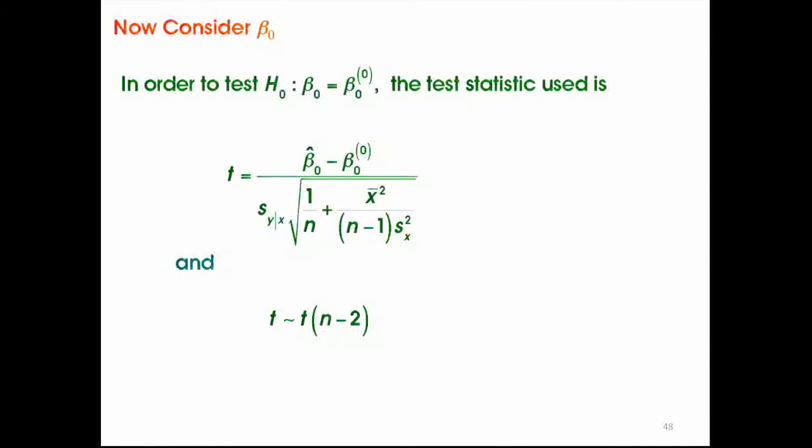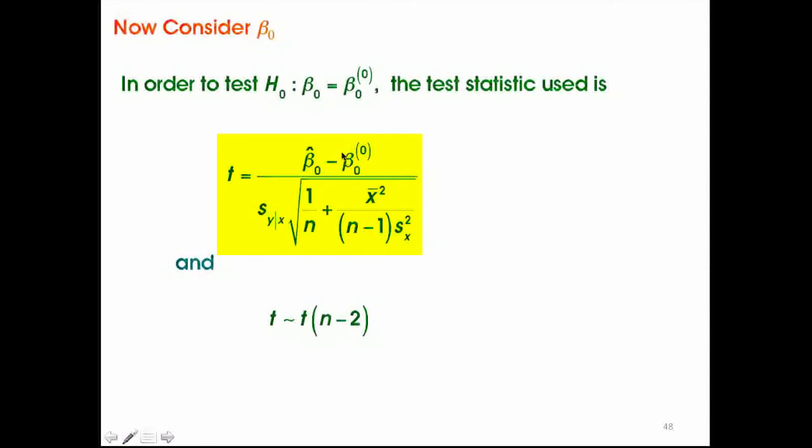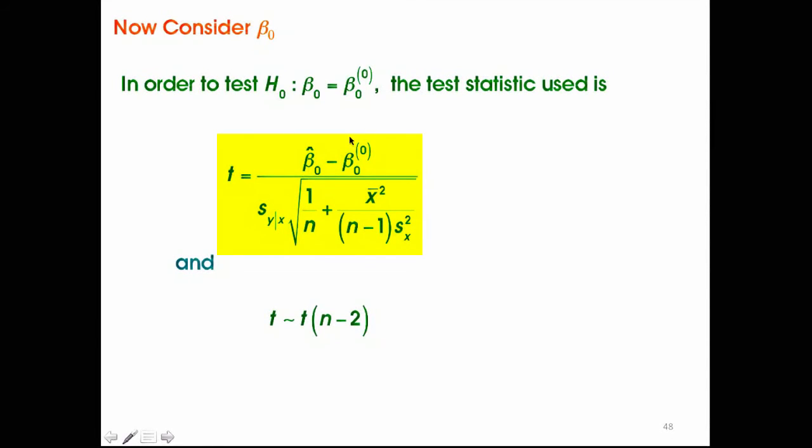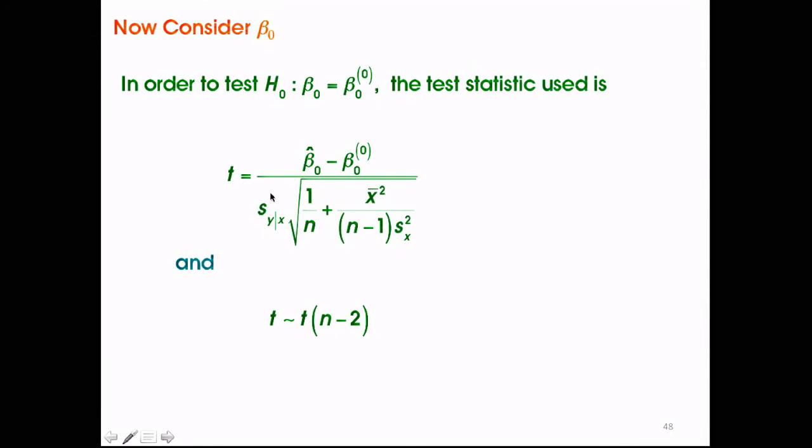Now let's consider the intercept. To test the hypothesis that the intercept is equal to 0, we would test this statistic. We would take the calculated intercept minus the null value. Again, there's no reason to hypothesize that this null value for the intercept was 0 unless you want to see whether the regression line goes through the origin. Otherwise, there's no real reason to test that it's equal to 0. And you divide by the standard error of the intercept, which is equal to this one, which we again saw.